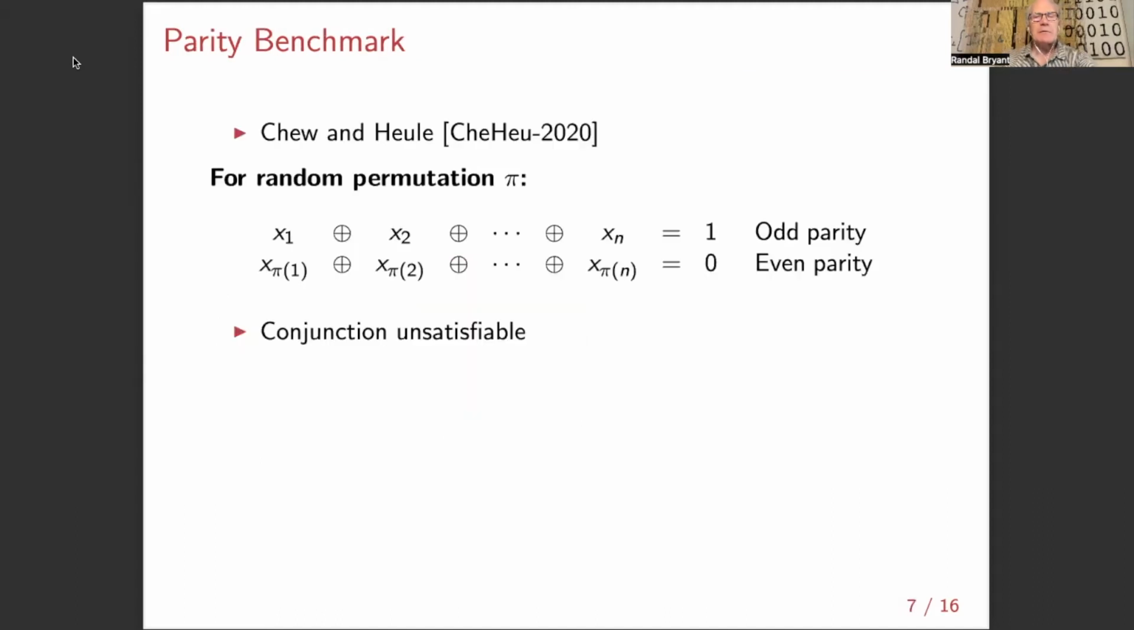The problem is that current SAT solvers do very poorly on some classes of problems, or there's some where they know how to produce solutions, but they don't know how to produce proofs. So let's take as an example a very simple benchmark problem, which basically states a set of n variables has both even and odd parity at the same time.